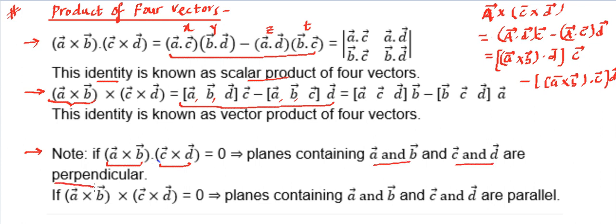So from here we can conclude the planes containing AB vector and plane containing CD vector have to be perpendicular. So if, in future, we need to prove that two planes are perpendicular to each other, what we need to do is find the cross product of two vectors in one plane and the cross product of two vectors in another plane, and we need to simply prove that the dot product of these two cross products is 0.